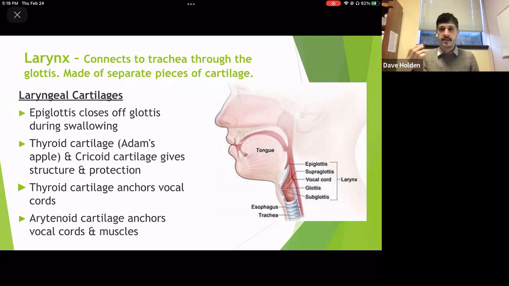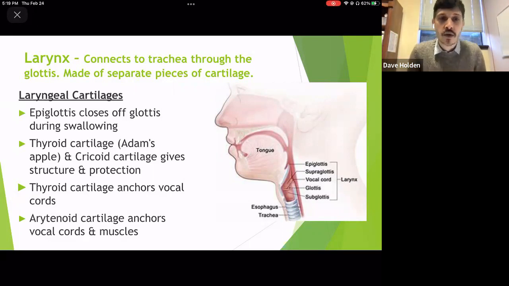So your epiglottis, we said, is the flap that closes off the windpipe. It usually stays open, closing off the windpipe only when we're actively swallowing. Once you're done swallowing, it flips back over.